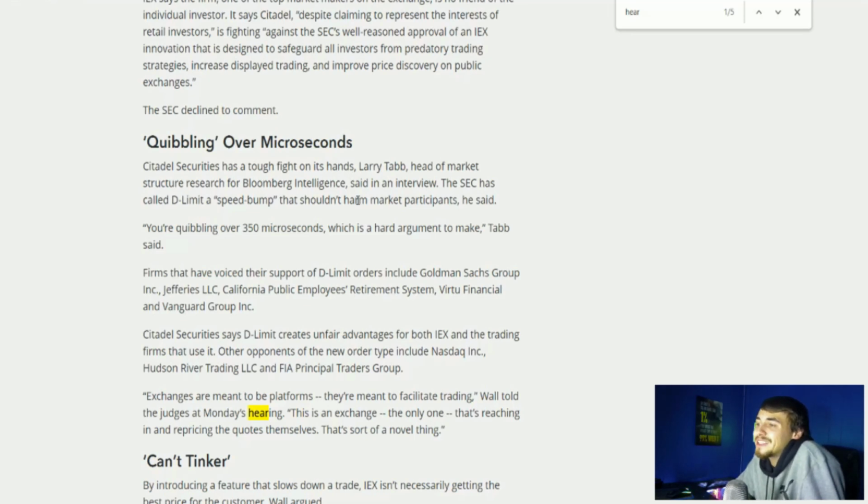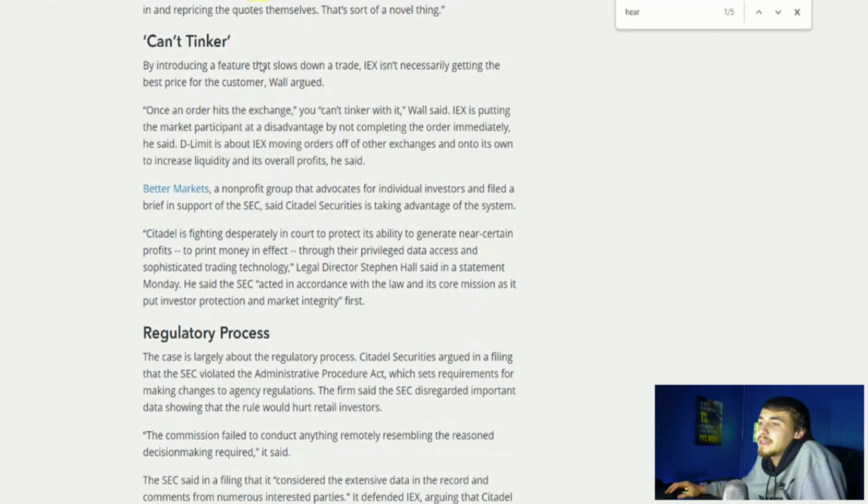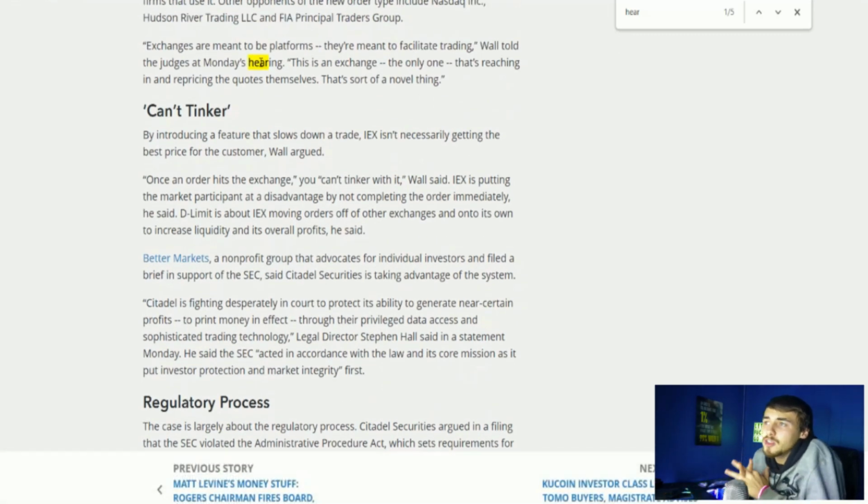This is an exchange, the only one that's reaching in and repricing the quotes themselves. That's sort of a novel thing. Can't tinker. By introducing a feature that slows down a trade, IEX isn't necessarily getting the best price for the customer, Wall argued. Once an order hits the exchange, you can't tinker with it, Wall said. IEX is putting the market participant at a disadvantage by not completing the order immediately, he said.